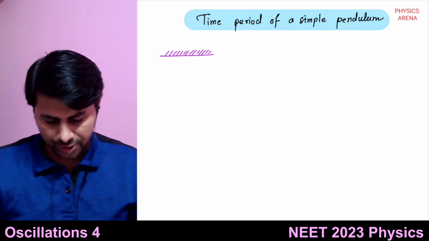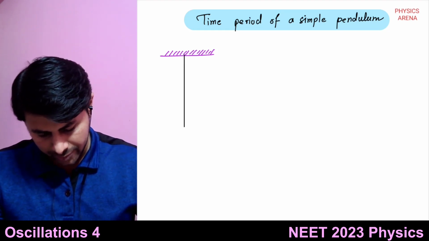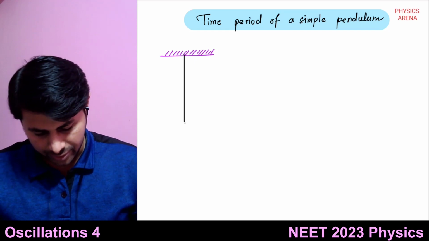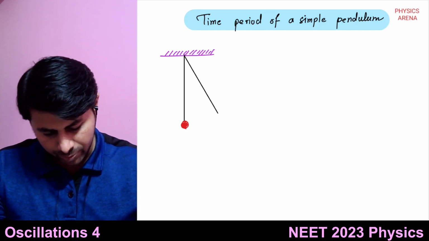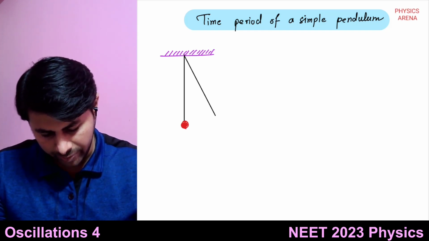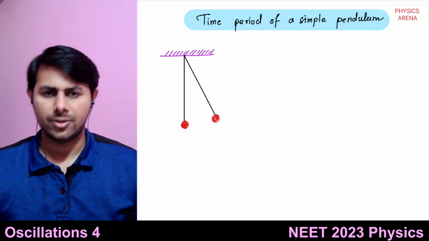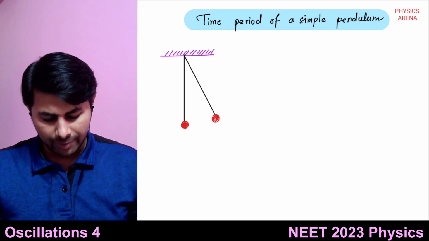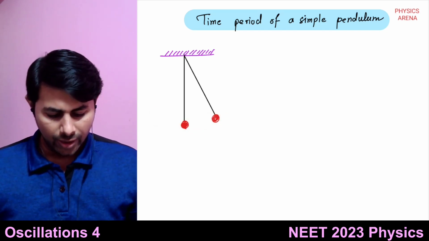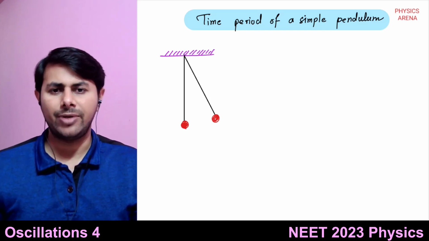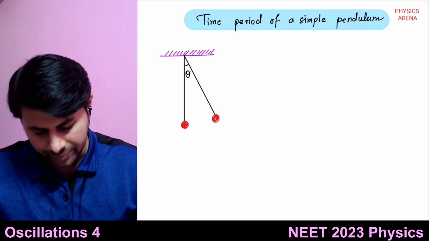So let's suppose this is a rigid support and we have one pendulum. This is the mean position of that pendulum. It is pulled by some angle, this much angle, and released. So what will happen? It will perform oscillations like this, back and forth. So we want to find out the time period of this pendulum. Let's do that. Let's suppose this angle is theta.